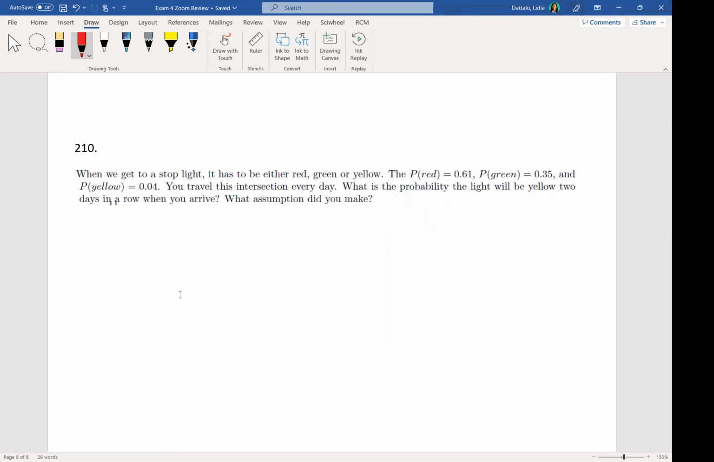When we get to a stoplight, it has to be either red, green, or yellow. I want to rewrite these over here just for emphasis, but I'm going to call red, capital R. The probability of it being red is 0.61. The probability of green, capital G, is 0.35. And the probability of yellow, capital Y, equals 0.04. All right, now we have that.